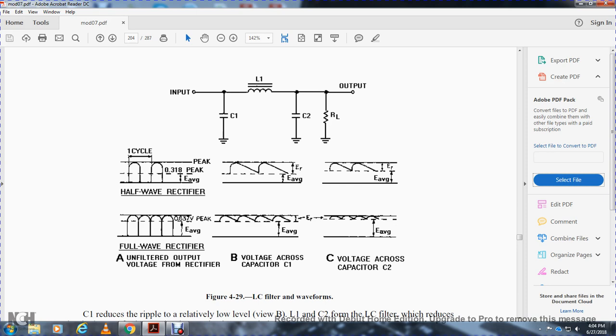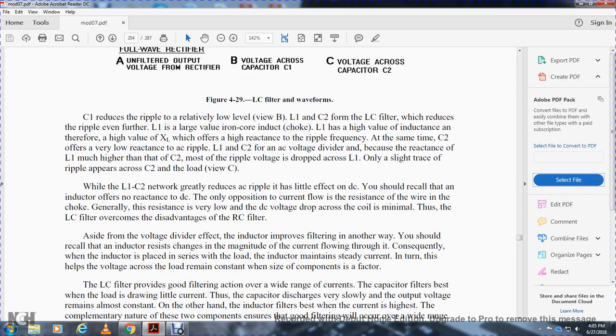6.739 average voltage, full wave rectifier, unfiltered output voltage from rectifier. Voltage ripple and voltage average, voltage across capacitor 1, voltage across capacitor 2, average ripple, full wave rectifier. Capacitor 1 reduces the ripple to a relatively low level.